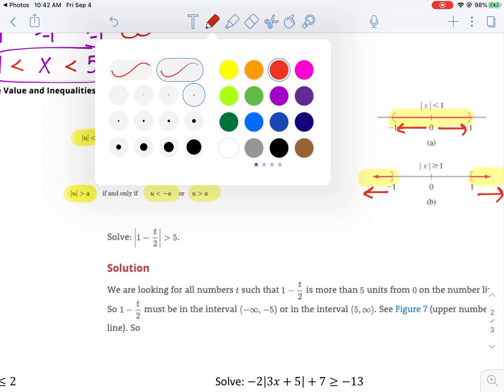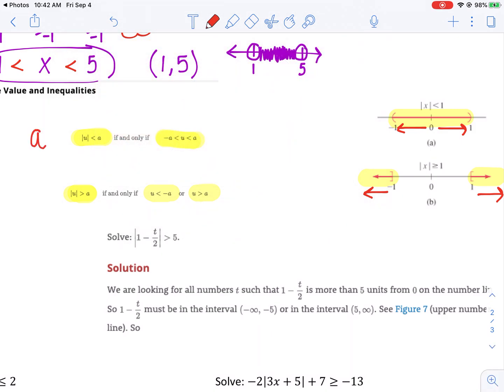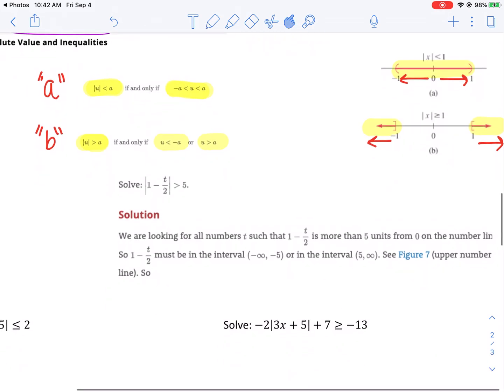Sometimes I like to label these like this is case A, this is case B, just as we're getting started, so that we can really visualize what's happening. Are we really, really close to the origin, or are we really, really far away from that origin? So here's an example. Solve absolute value 1 minus t over 2 is greater than 5.